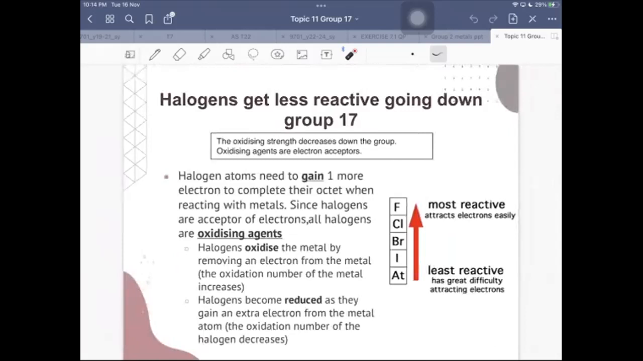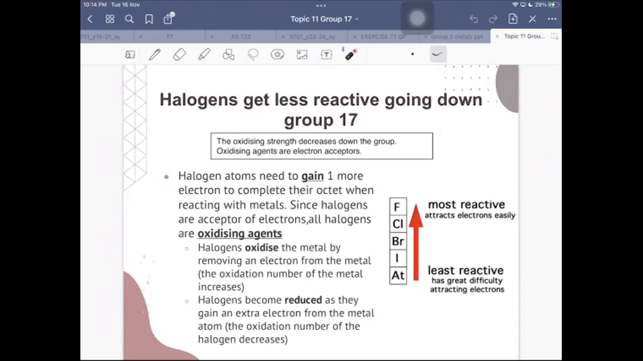As for halogen atoms, unlike the group 2 metals, which tend to lose electrons when they are involved in a reaction, your group 17 elements do the opposite. They gain 1 electron to complete their octet when reacting with metals. As you all know, nonmetals will react with metals, so nonmetals tend to gain electrons. So we have to think about how easy or how difficult it gets for them to gain electrons as you go down the group.